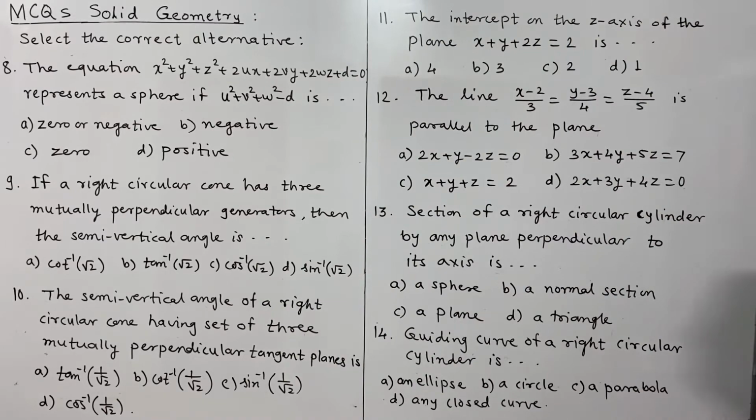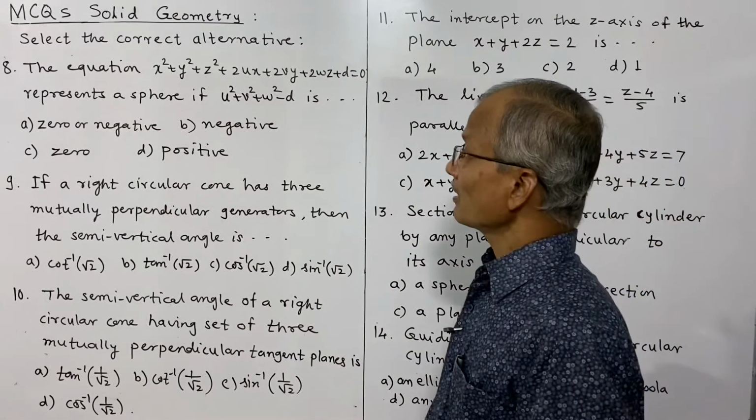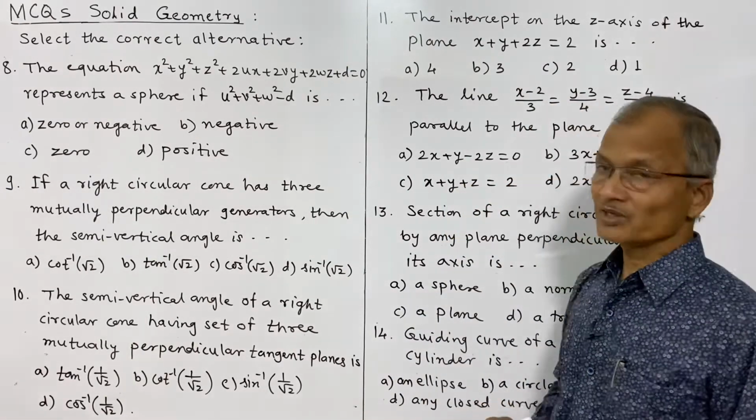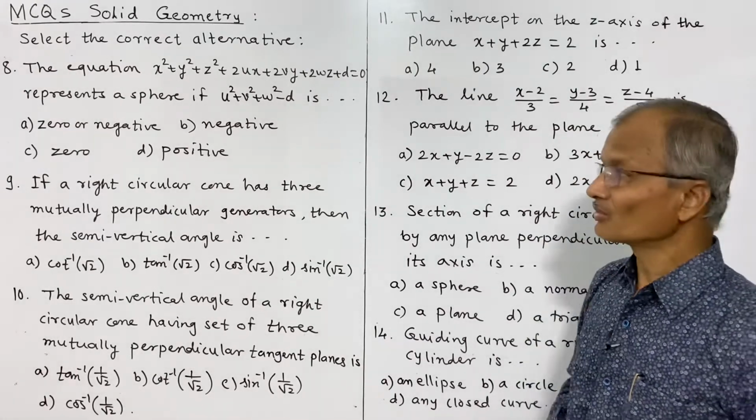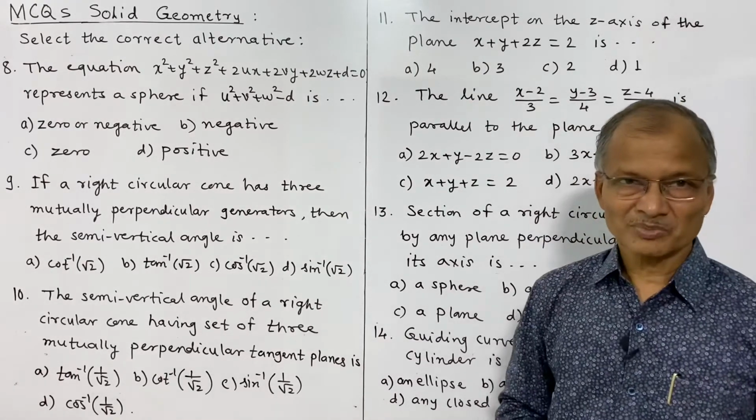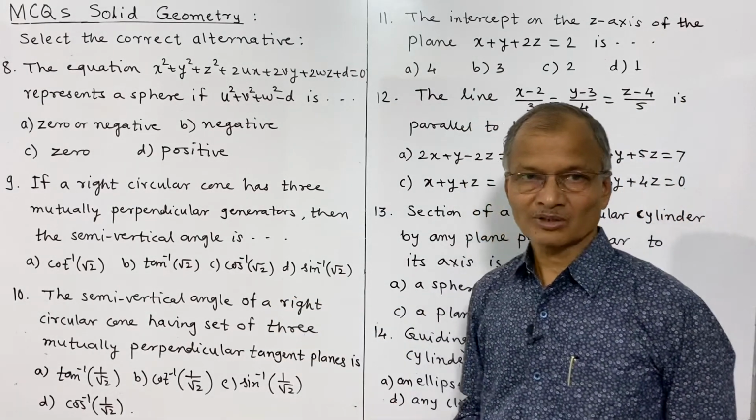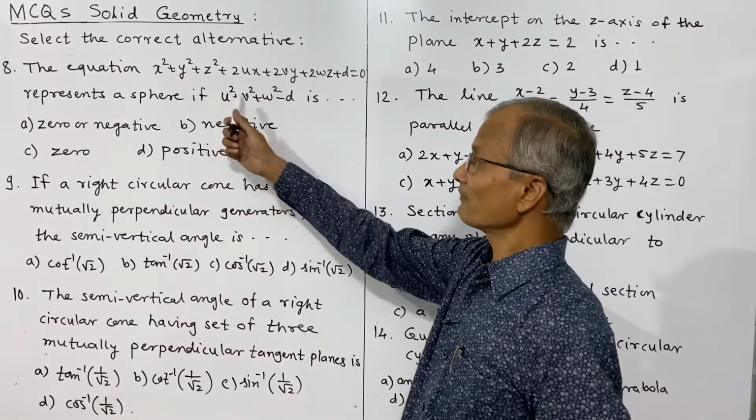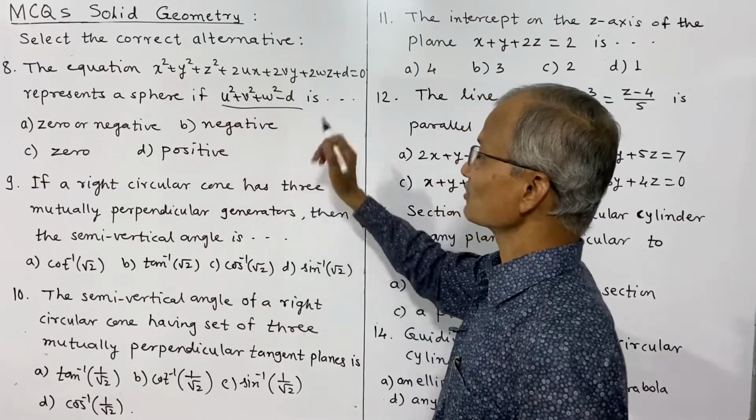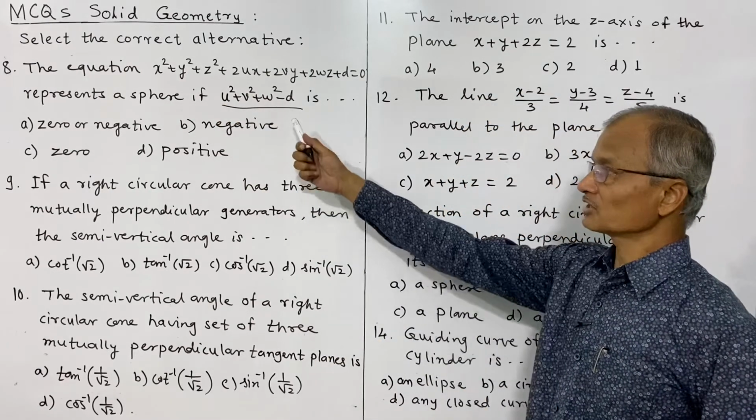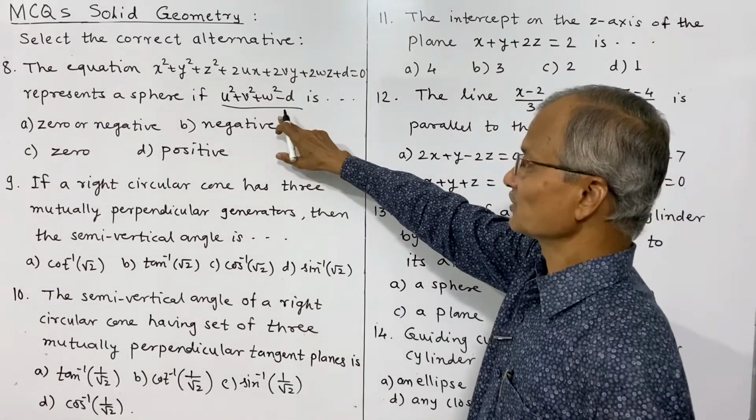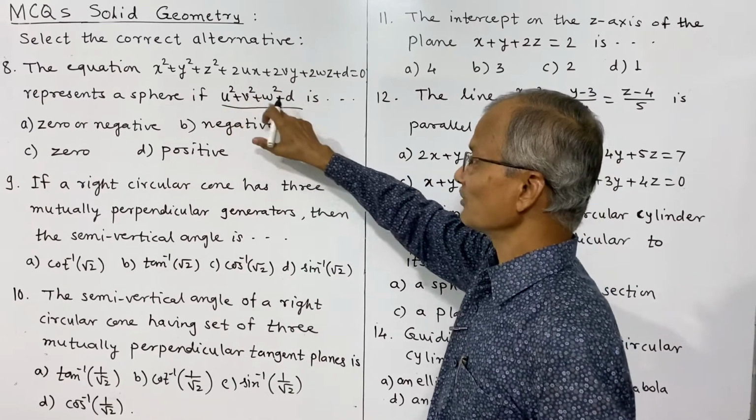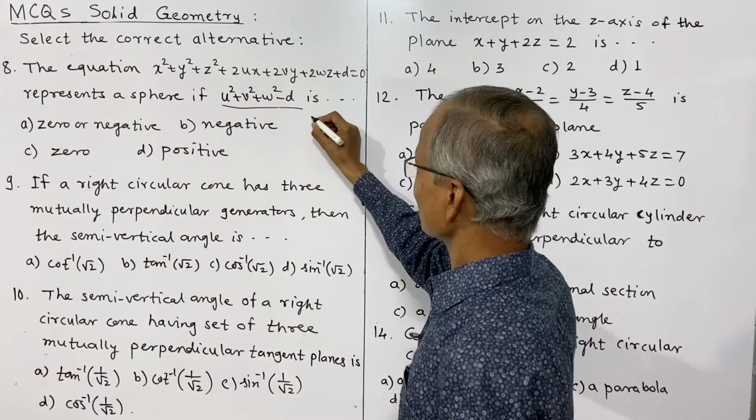Now these are the next questions. The 8th one is the equation x square plus y square plus z square plus 2ux plus 2vy plus 2wz plus d is equal to 0. This represents a sphere. We have just earlier written the standard equation of the sphere or general equation of sphere. And what should be the condition? If it will represent a sphere, this must satisfy which condition. So what actually is this? We have earlier written that the radius of the sphere is under root of this, and that means this is r square.